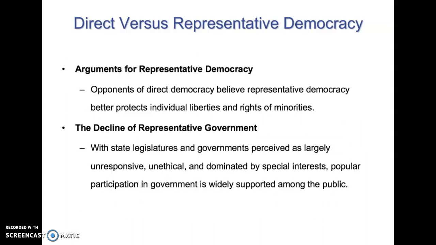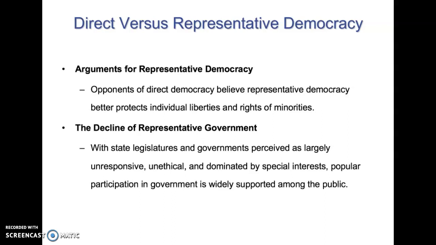Arguments against it: hey, we already have representatives. They know what's best. The argument for a representative democracy is that too many people involved in government is going to hurt things. You're going to have a rule by the mob rather than a rule by an educated population of people.